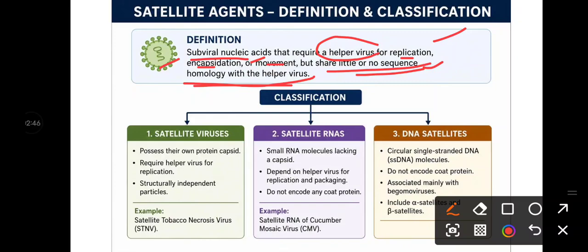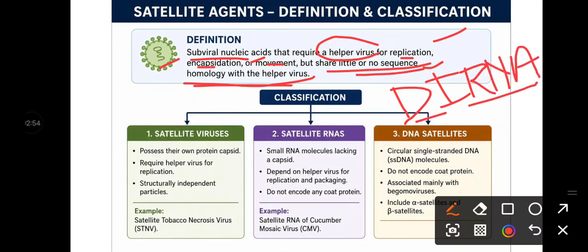They will be called defective interfering RNAs. If it is an RNA, it will be called defective interfering RNA, or if it is a DNA, it will be called defective interfering DNA. Okay, so remember this fact.